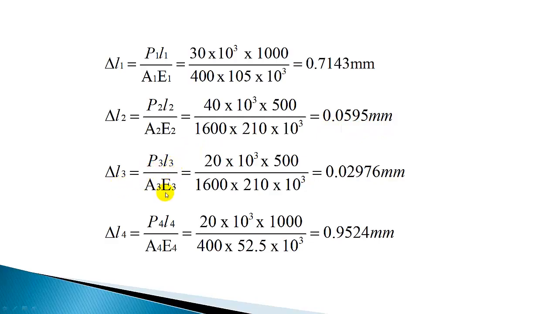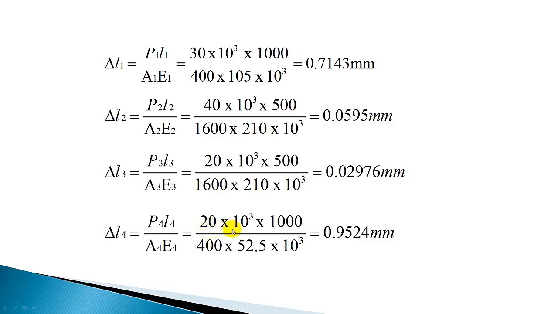Now delta L3 is P3 L3 divided by A3 E3. P3 is 20 kilonewton or 20 into 10 raised to 3. Length is L by 2, 500 mm. Area is 4A, 4 into 400, 1600. Young's modulus 2E, that is 2 into 105 gigapascal, so you get 210 gigapascal, 210 into 10 raised to 3 Newton per mm square. So it works out to 0.02976 mm.